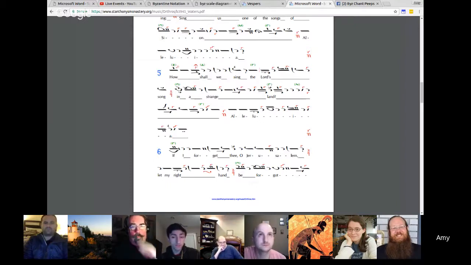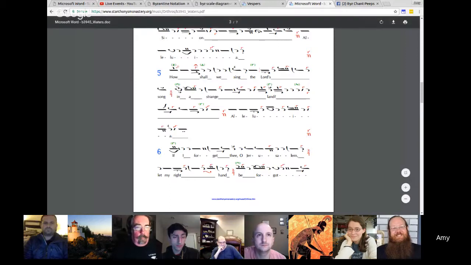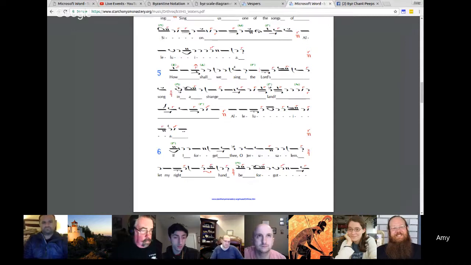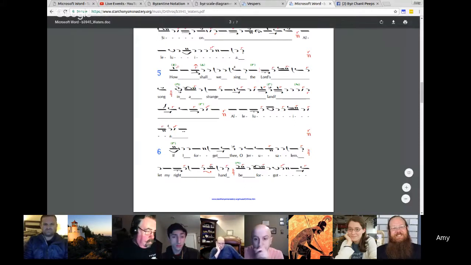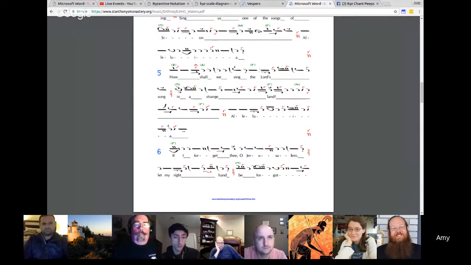Does anyone have anything to say about this phrase in the middle about in a strange land, or about this whole section at all? Because it sounds noticeably different to me, and I know that I'm always kind of wanting to go to ga, and in this section you don't. Does anyone have an explanation about that?